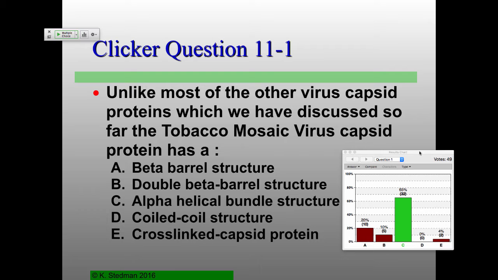Coiled-coils are alpha helices wrapping around each other. The H protein in phiX174 that makes this amazing sort of barrel with coiled coils. What about cross-linked-capsid protein structures? Bacteriophage HK97, etc.